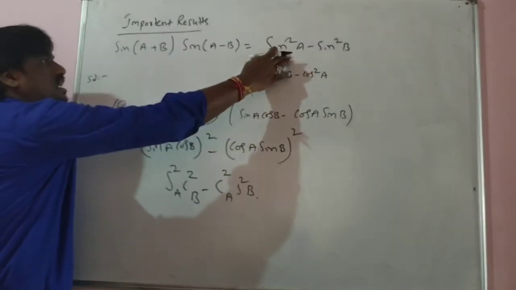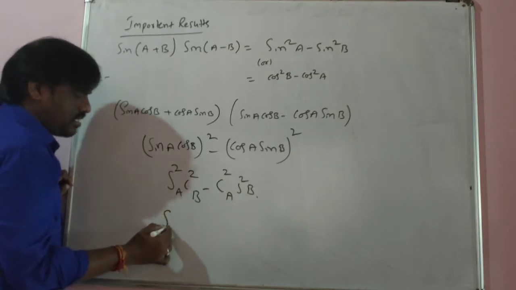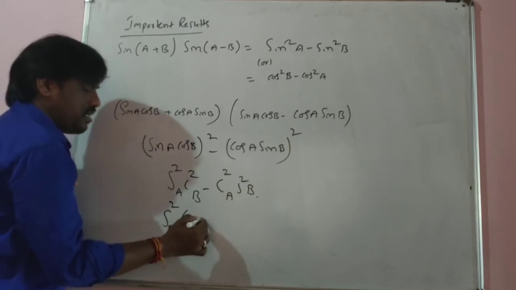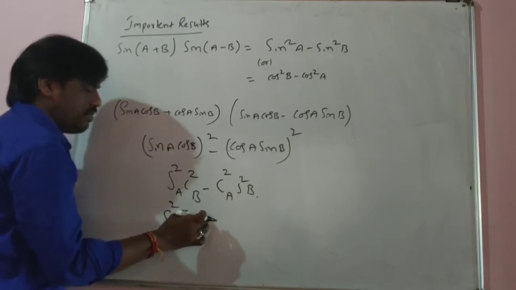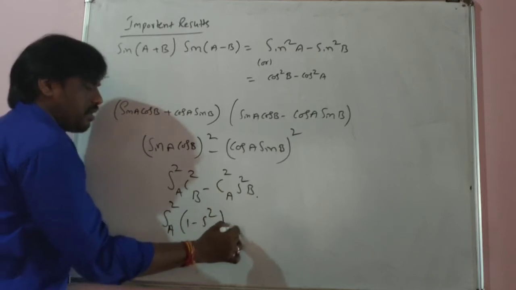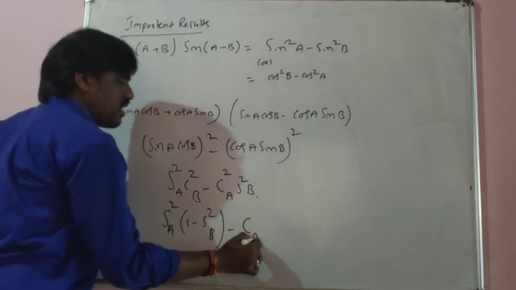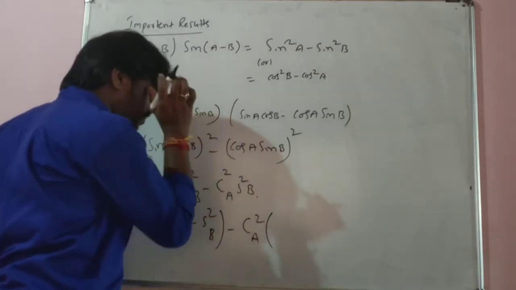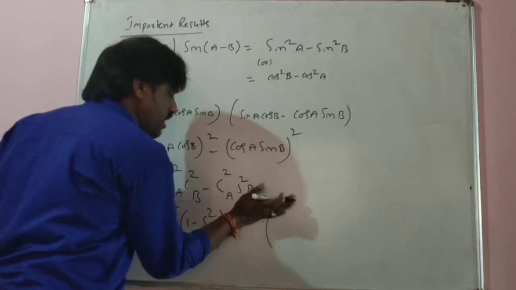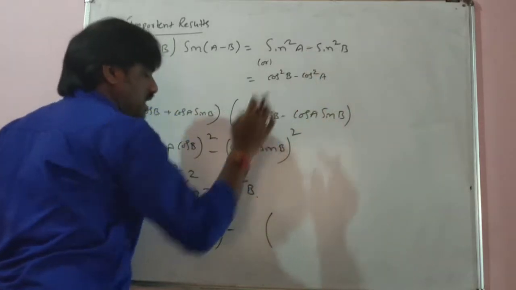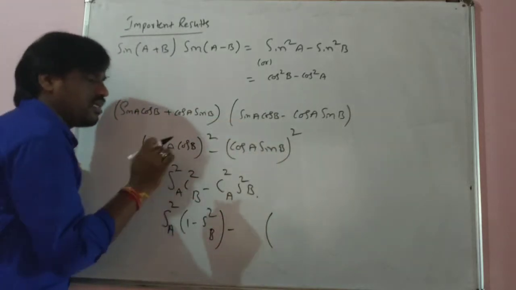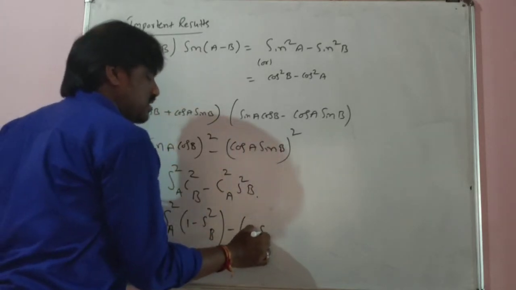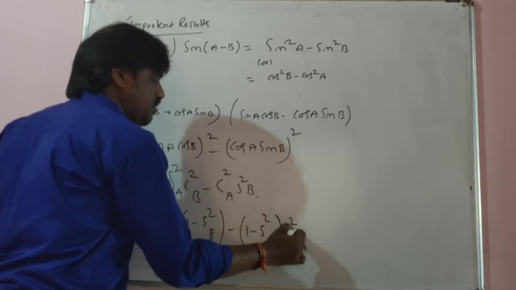Now you actually have to get sin square a minus sin square b. So I write sin square a, and this cos square b I will write as 1 minus sin square b, minus cos square a, and this sin square b. Here I need sin square a and sin square b, so I have to get it in terms of sin, not cos. So I am changing cos square a as 1 minus sin square a, into sin square b.